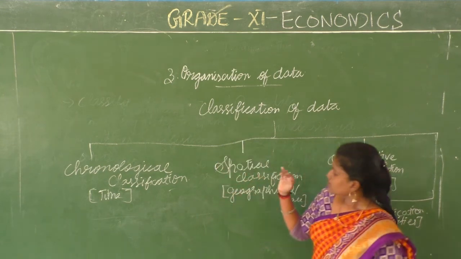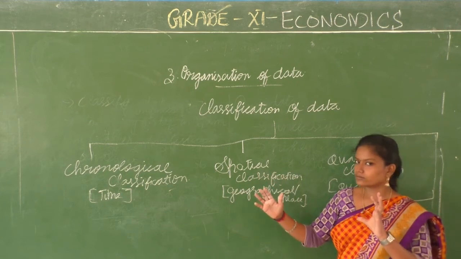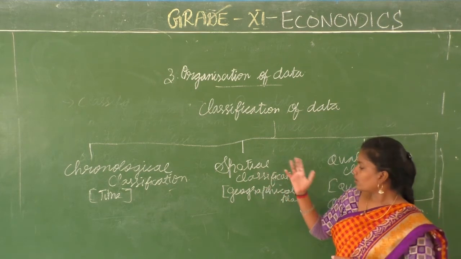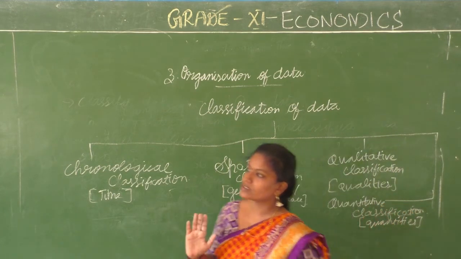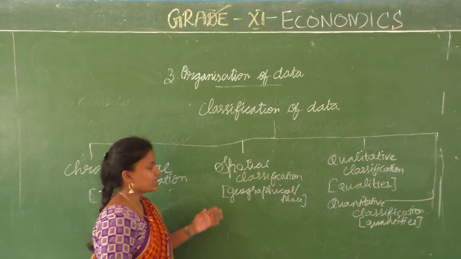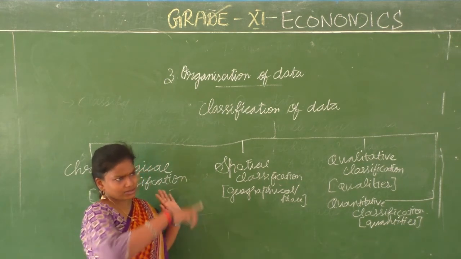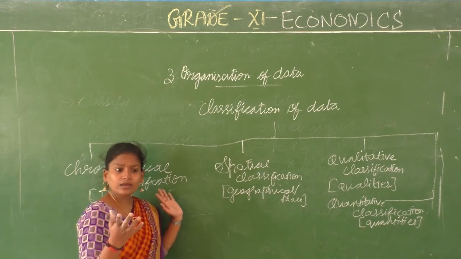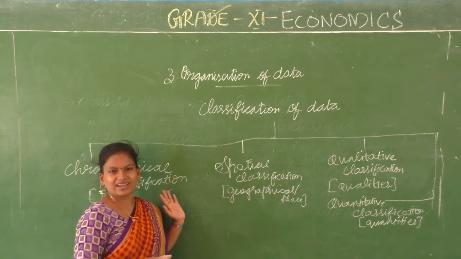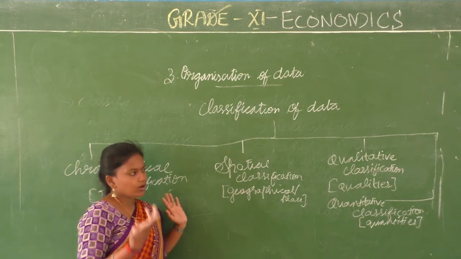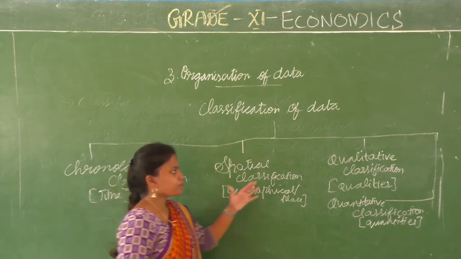Then spatial classification, on the basis of area. Remember, space, area, geographical location. So various things regarding places, on the basis of their place, when you discuss, then it is called spatial classification. You will discuss, right, on the Indian map. You would have studied about alluvial soil, which are the areas that have alluvial soil. Those are all called spatial classification, based on their places that you have discussed.